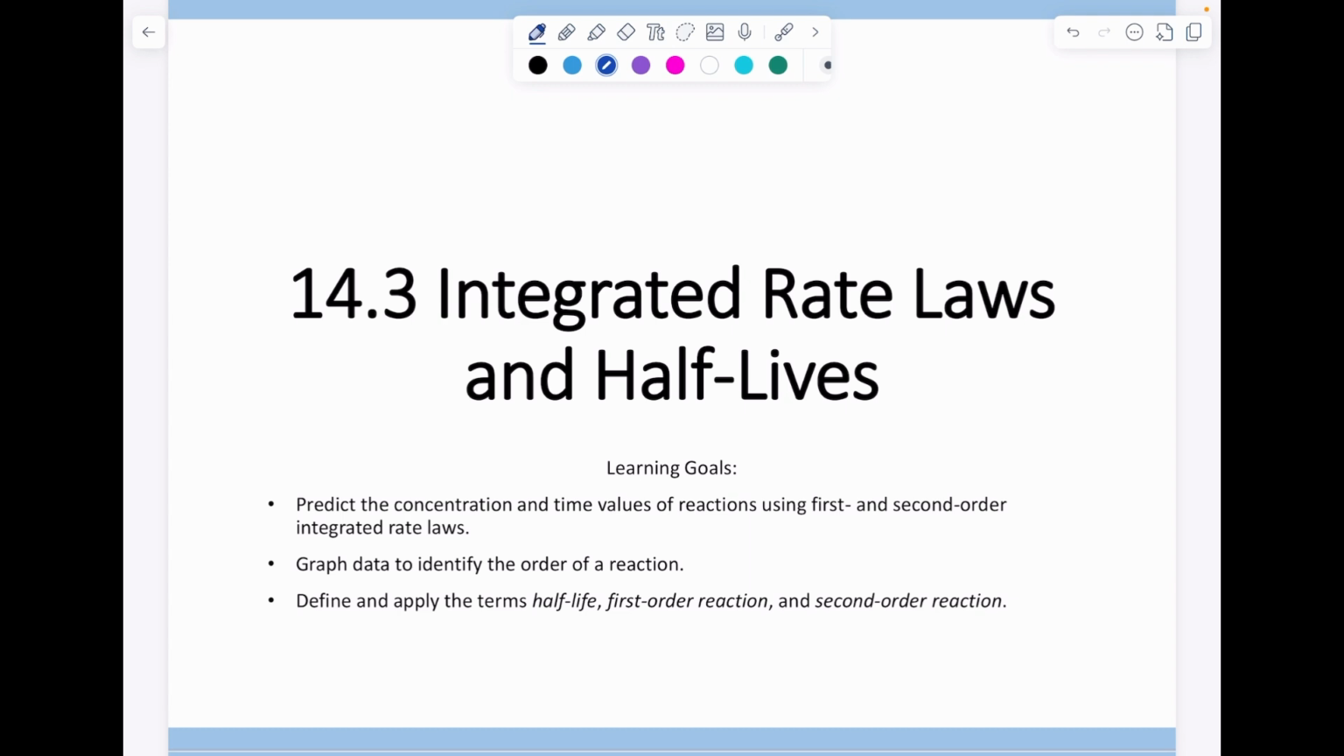Now, the integrated rate laws are the equations that are provided on your periodic table and equation sheet, and it lists if the rate law is for zero order, first order, or second order reactions. We'll also see how graphing data can help identify the order of a reaction, and then we'll talk about half-life. We've already kind of talked about what first order and second order reactions are, but half-life will be new to us.